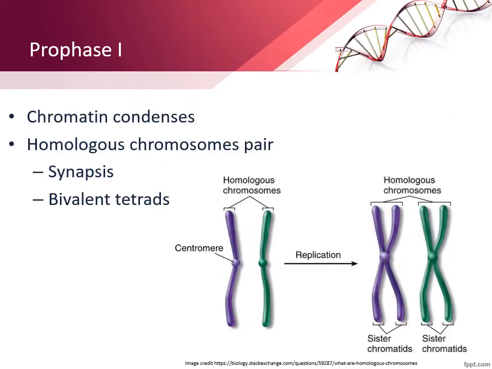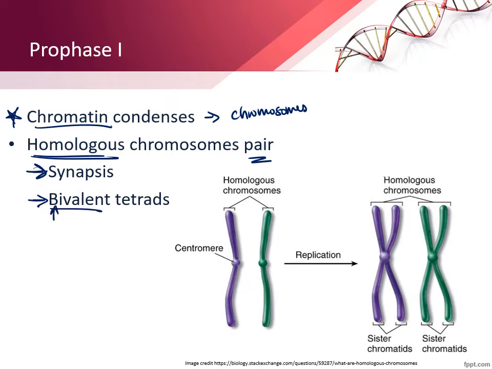So all those amazing things that happen during prophase one. Chromatin is going to condense. What that means is that the chromatin, that unraveled DNA, is going to condense into chromosomes. Those chromosomes are then going to pair up, and the specific pairs that we make are homologous pairs. This happens during a process called synapsis. Synapsis is just this process of the homologous chromosomes finding each other, making these pairs. We're going to give those pairs of homologous chromosomes some extra special vocabulary. We call them bivalent tetrads, or just bivalents.